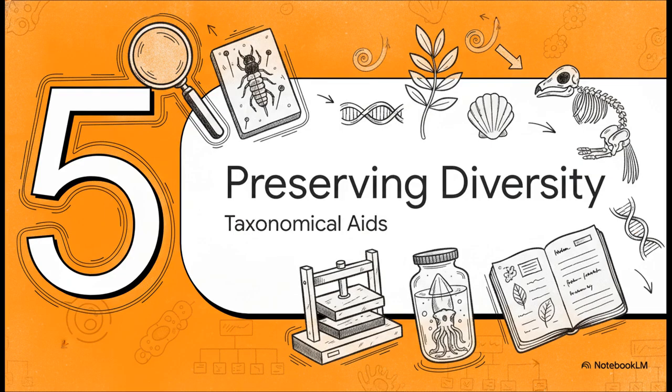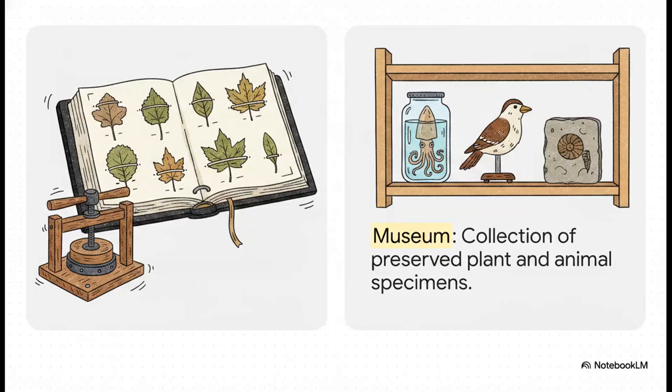Finally, let's explore part 5, preserving biological diversity. To safely preserve all this expertly cataloged life for future generations, we rely on vital physical storehouses known as taxonomical aids. Think of a herbarium as a strict botanical library. It's exclusively dedicated to dried, heavily pressed plant specimens that are meticulously mounted on sheets and organized by universally accepted classification systems. A museum, on the other hand, is a much broader educational collection.